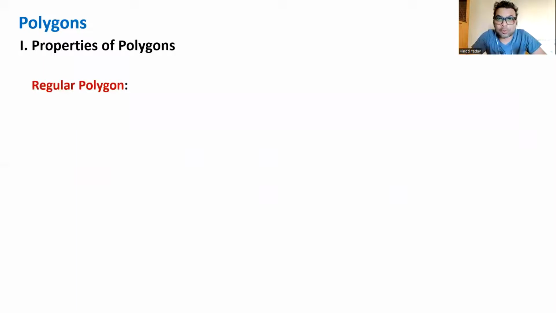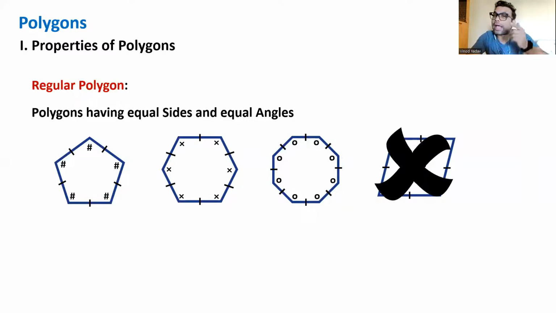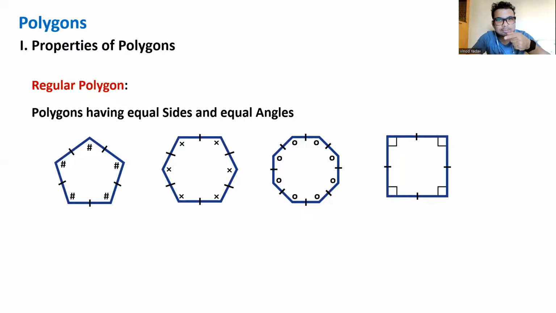What do we mean by regular polygon? Polygons having equal sides and equal angles. So when all sides are equal and all angles are equal, we call them regular polygons. Will this be a regular polygon? The last one, this one. Correct. It won't be, because only sides were equal, angles were not equal. But now, yes. This is nothing but a square. So both of them should be there, all sides and all angles.